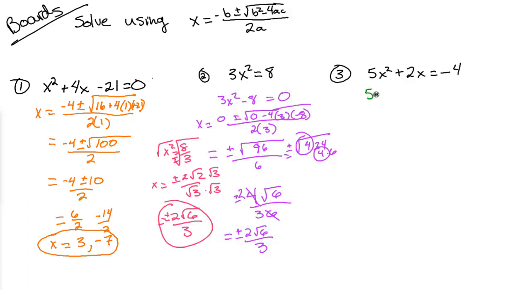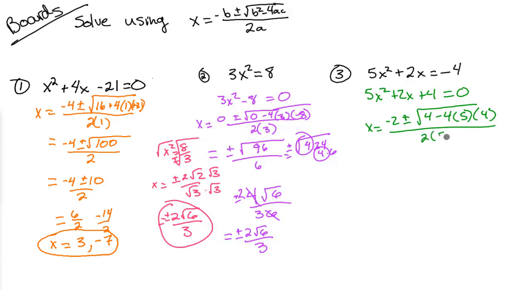We need to rewrite this as 5x squared plus 2x plus 4 equals 0. So x equals negative b plus or minus square root b squared minus 4ac all over 2a.